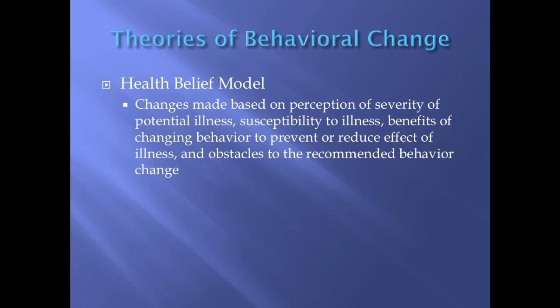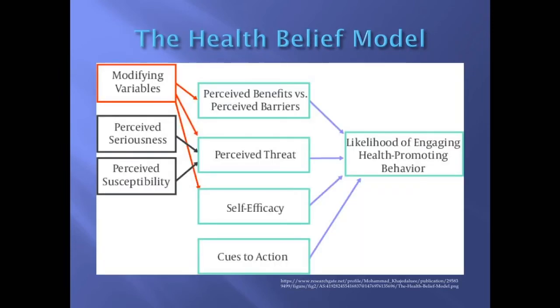There's the health belief model, which says that changes are made based on the perception of severity of potential illness, susceptibility to illness, and benefits of changing behavior to prevent or reduce the effect of illness. So it basically talks about how individual beliefs about health conditions predict individual health-related behaviors. It's a little complicated graph that we probably don't need because it doesn't pertain to you daily.